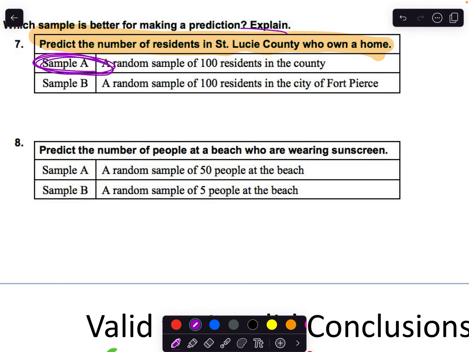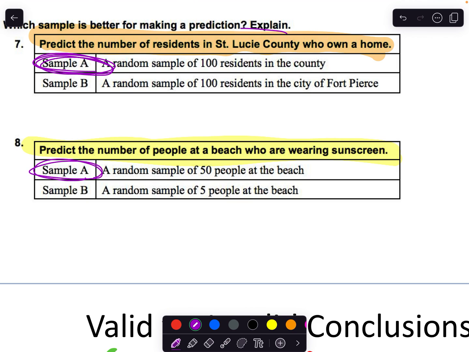Number 8 here, it says predict the number of people at a beach who are wearing sunscreen, right? So which would you rather do here? Would you rather have a random sample of 50 people at the beach or a random sample of 5 people at the beach? When in doubt, you always want to go bigger, right? Because you're getting more data.